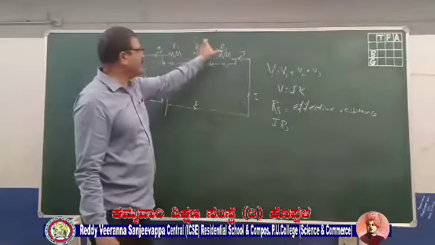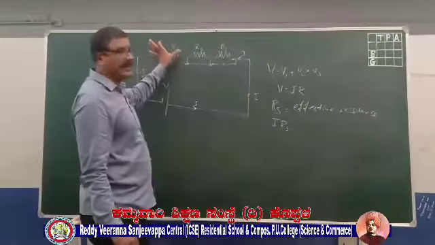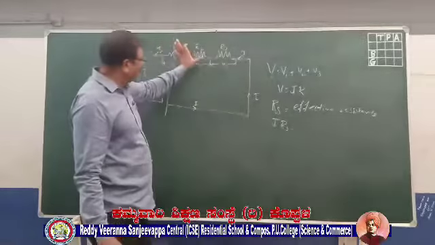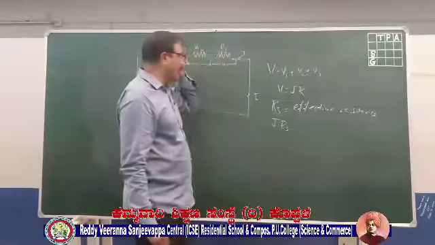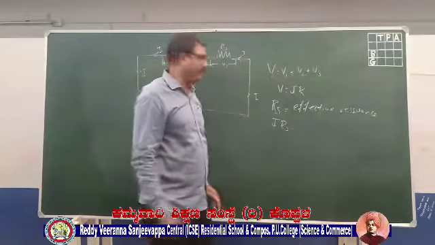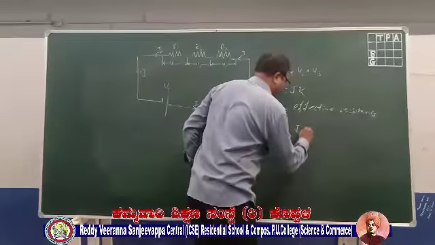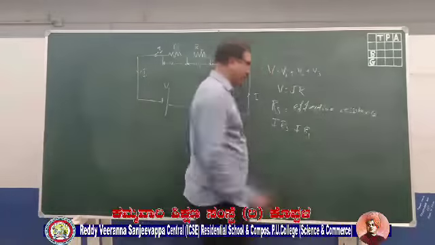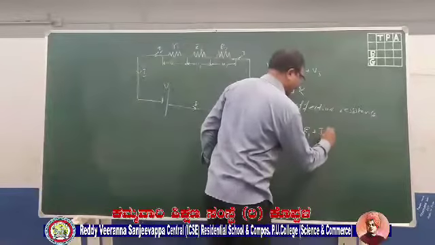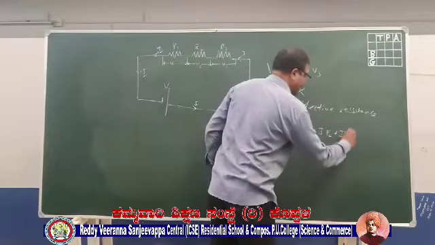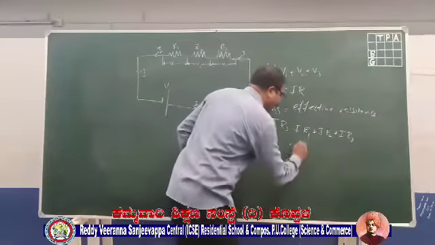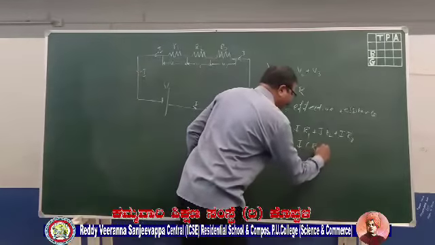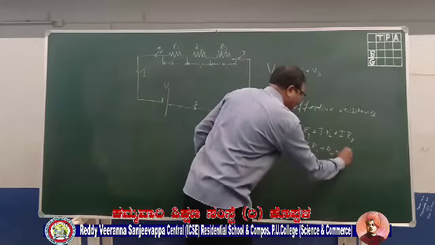Okay, the same current is flowing through each resistor, or not? I current is flowing through R1, I through R2, I through R3. Therefore, let me replace this V1 with I into R1 plus I into R2 plus I into R3. Okay, therefore what I will do here, I will take I common outside, R1 plus R2 plus R3.